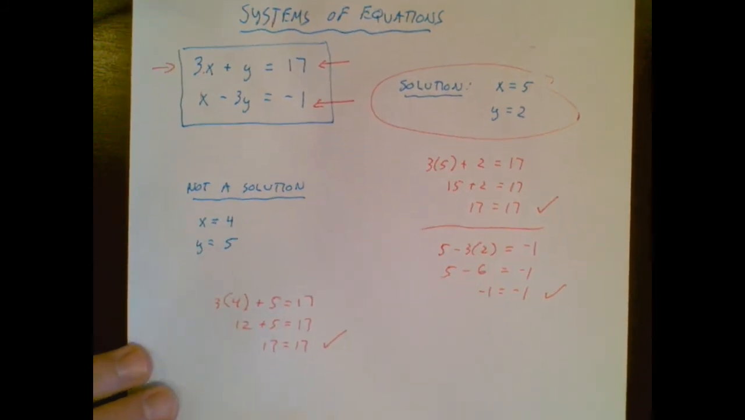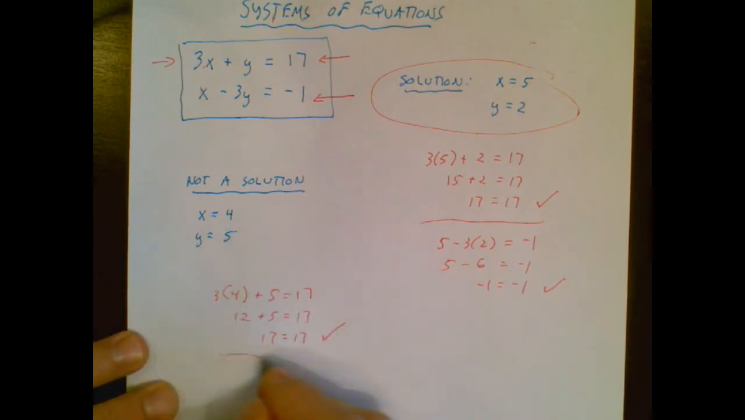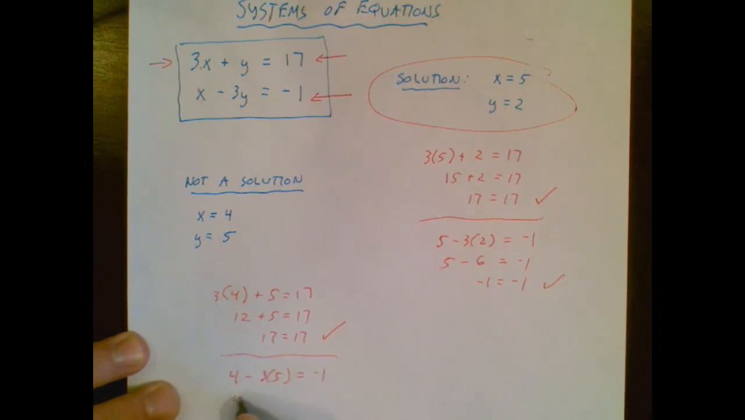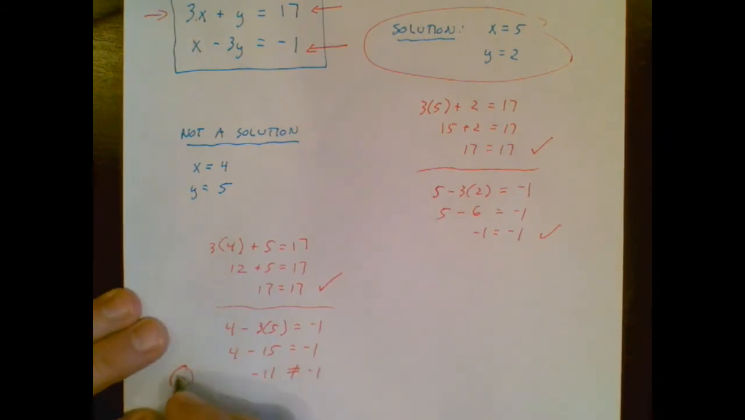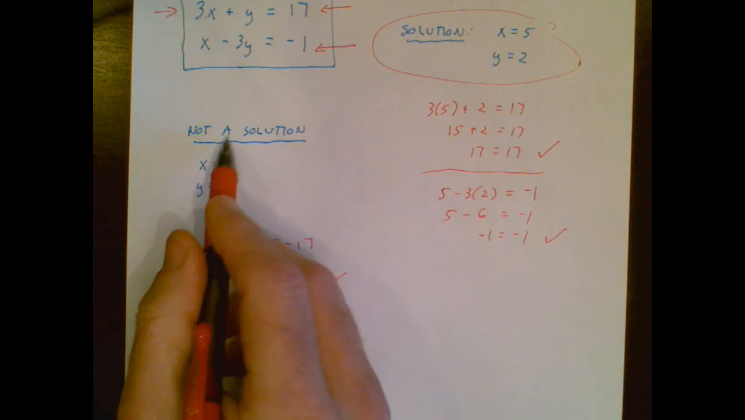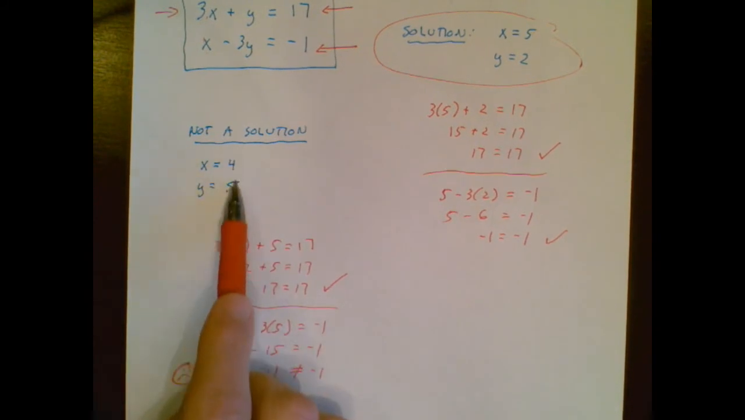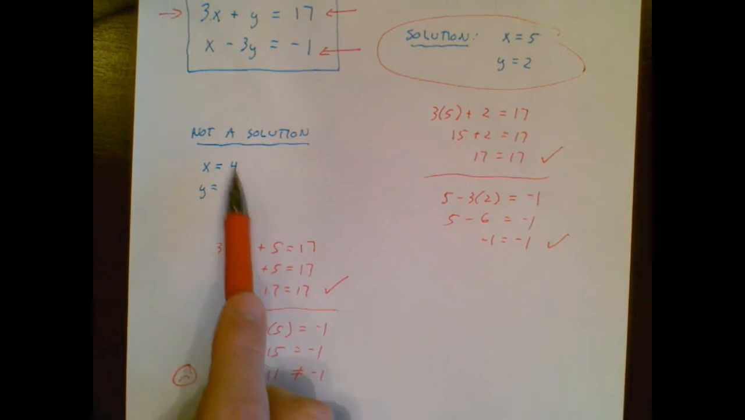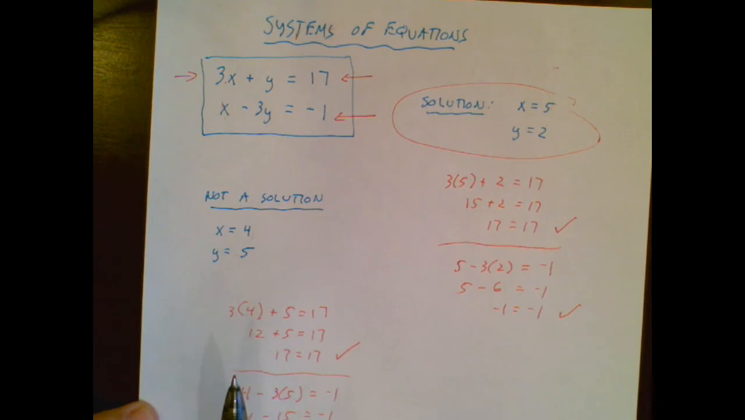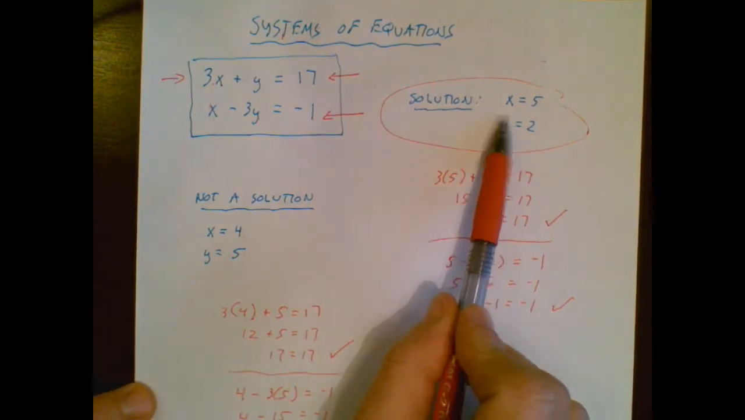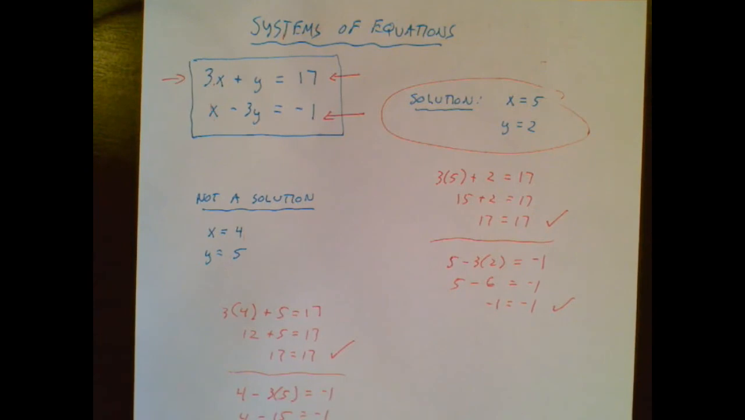So now if I were to plug into the second equation, x is 4, y is 5. Does 4 minus 15 equal negative 1? Heck no. And so by plugging into the second equation, I didn't get something that worked. That tells me that this is not a solution. Very frequently, your x and your y will not work in the first one and not work in the second one. That's not a solution. But simply put, if you want it to be a solution, it has to work in both of those.